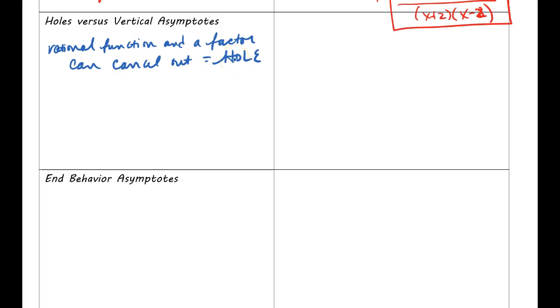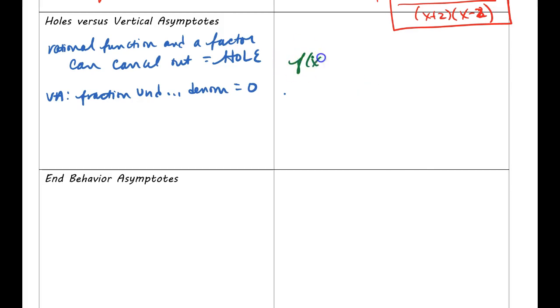Now, if, however, you have already canceled and done all that, a vertical asymptote is going to be formed whenever your fraction is undefined, okay? So a vertical asymptote means that your fraction is undefined. Now, when is a fraction undefined? It's when the denominator is equal to 0. So if you just take your fraction and set your denominator equal to 0, you will find all of your vertical asymptotes, okay? And so as an example, let's jump over here and do an example.